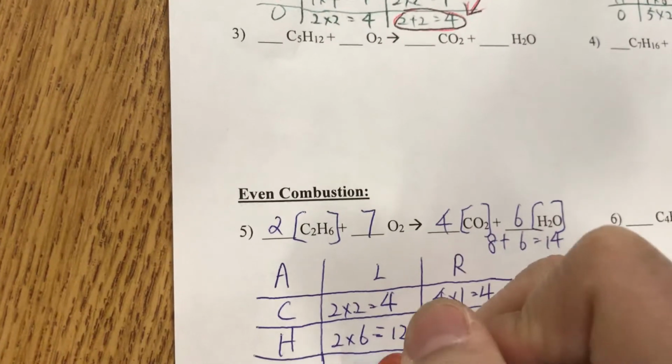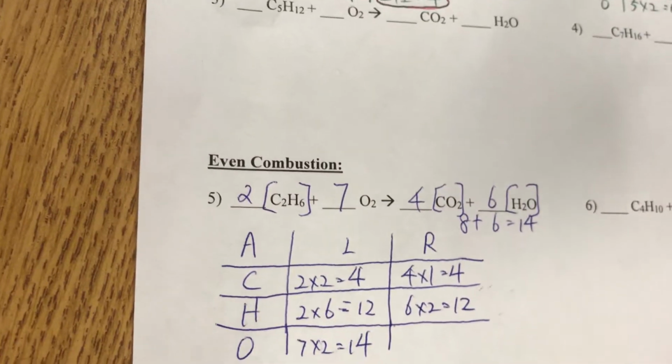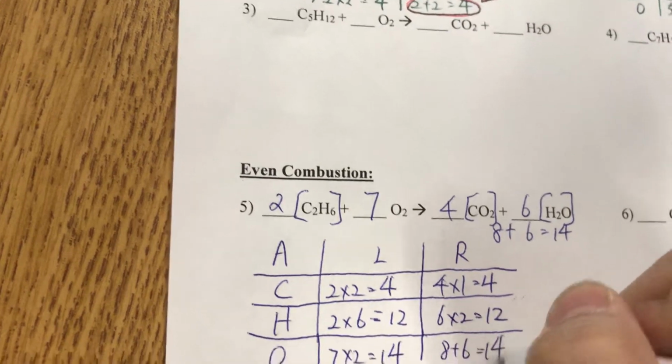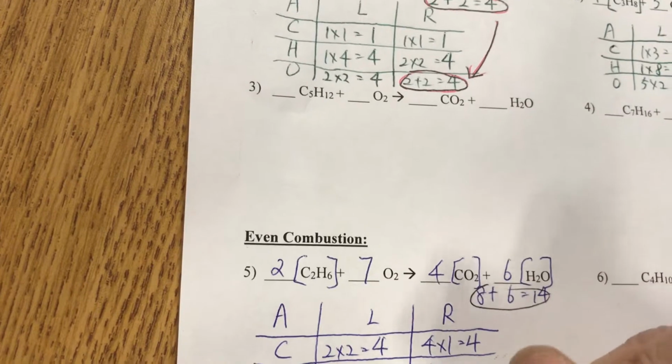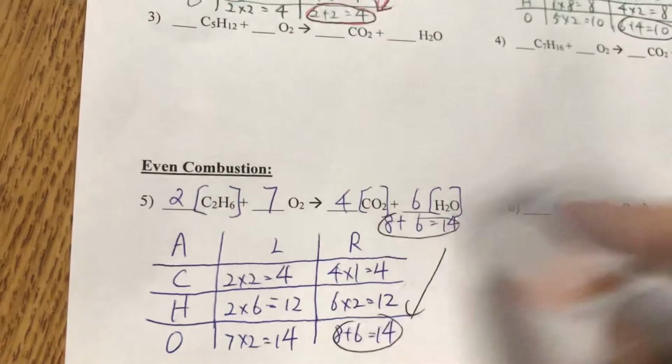And oxygen, I got 7 times 2 is 14. And then on the right hand side, I can just copy from here, 8 plus 6, also 14. Okay, so you can actually copy from here. But again, you don't need to draw this all the time. I'm just showing you that you can copy, and they all should be balanced.